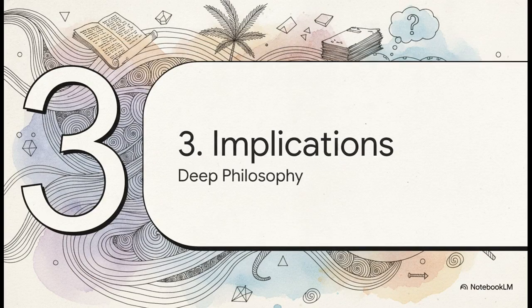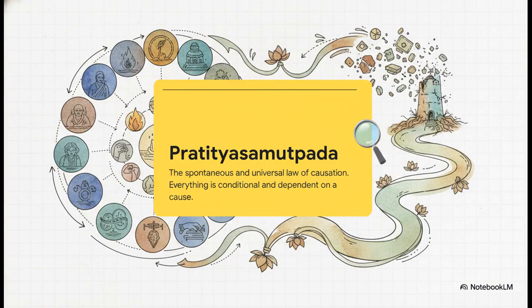Which brings us to Section 3, deep philosophical implications. Now, even though Buddha famously avoided metaphysics, his ethical stances actually created a massive philosophical ripple effect. The absolute core engine of all this thought is pratityasamutpada, that's dependent origination. The rule is simple. On getting the cause, the effect arises. This doctrine establishes the critical middle path.